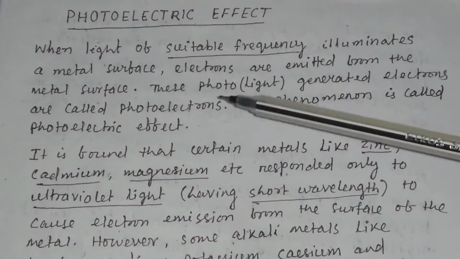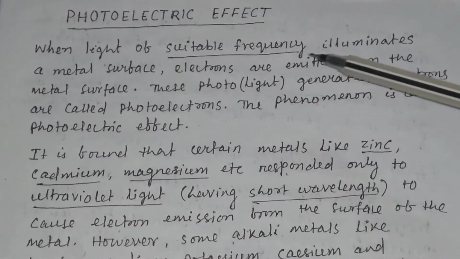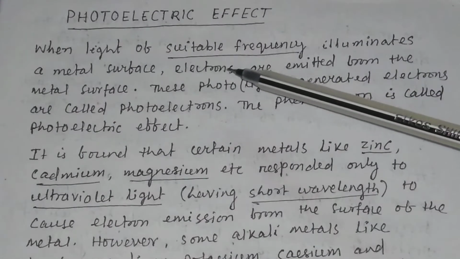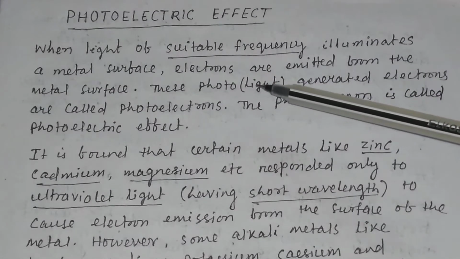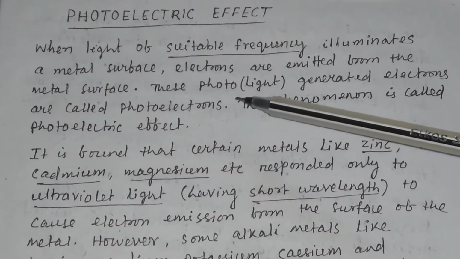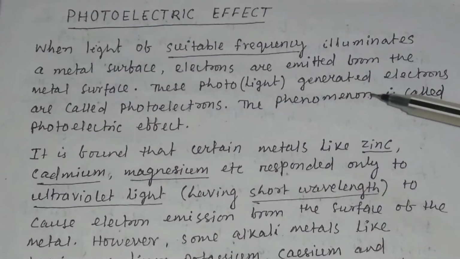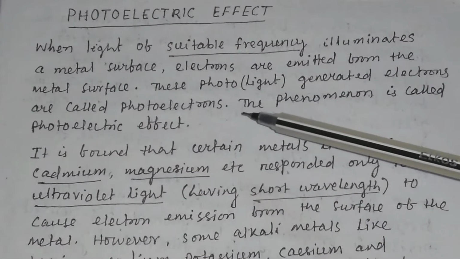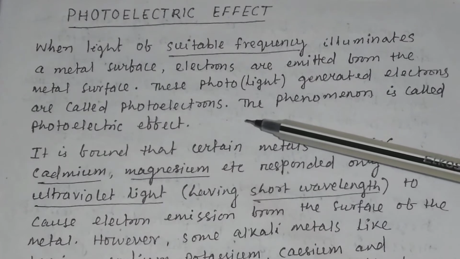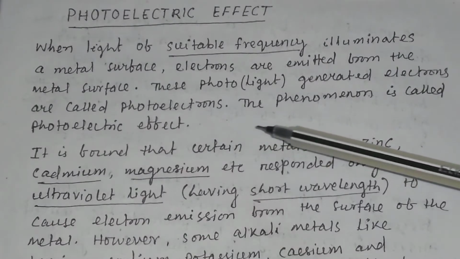Photoelectric effect. When light of suitable frequency illuminates a metal surface, electrons are emitted from the metal surface. These photo-generated or light-generated electrons are called photoelectrons, and the phenomenon is called the photoelectric effect.